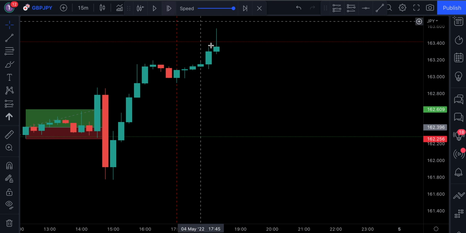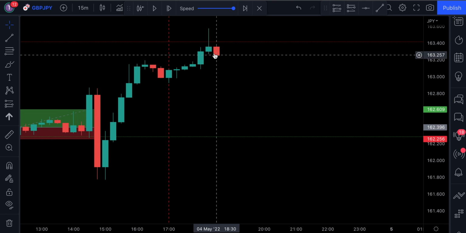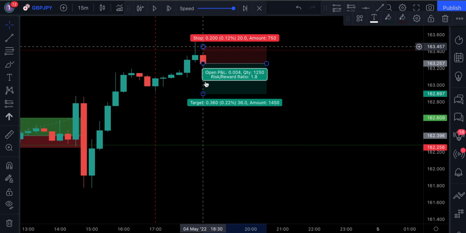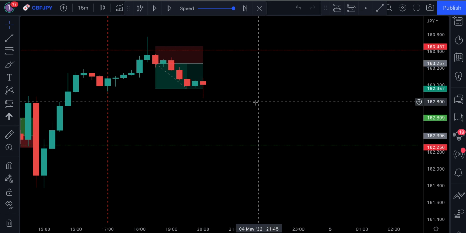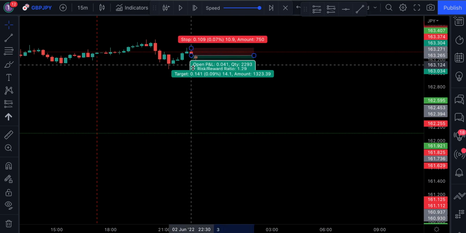Here we have a bullish candlestick that touches the resistance level. And we have a valid short entry. As we can see, traders, this strategy is not that complicated. Okay, now let's do our backtesting with the goal to find out what the true win rate for this strategy is.